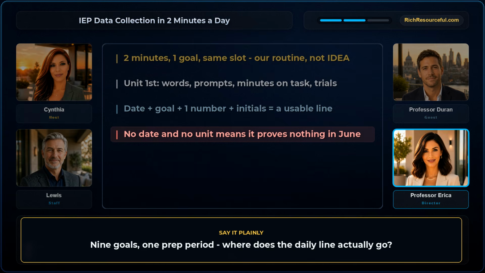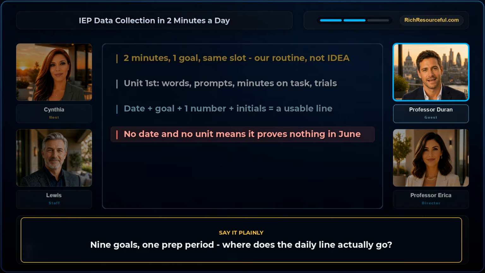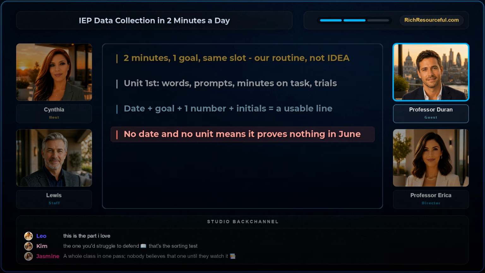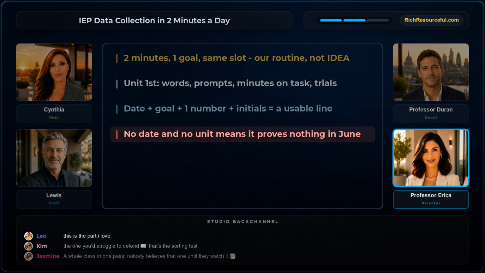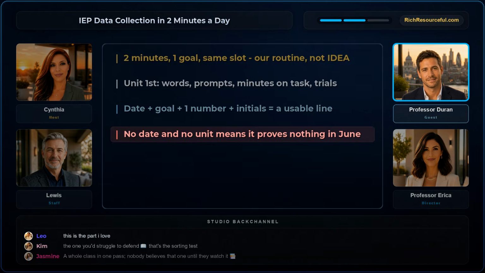The chat just pushed up the one I was going to skip. Nine goals, one prep period. Where does the daily line actually go? On the goal you report on next, work backward from the date you promised. Next meaning the nearest one, or the one furthest behind? Furthest behind. Somebody will ask you about that one in the meeting.